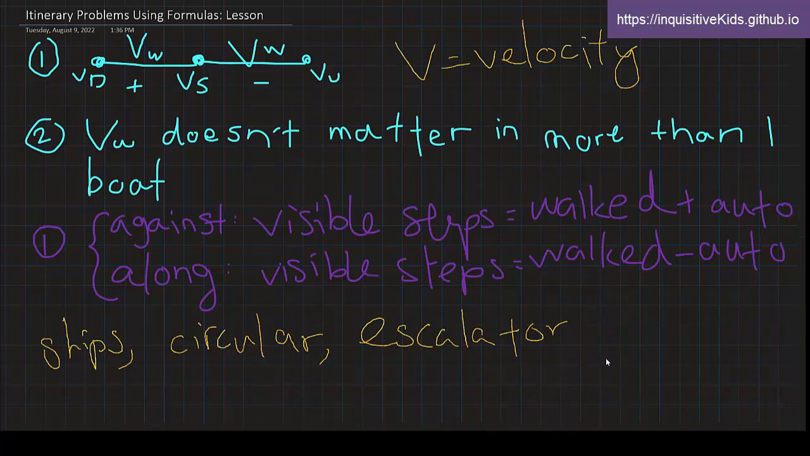Okay, so if you're going against the, let's say, current of the escalator, the number of visible steps in your entire journey would be the number of steps that you walked plus the number of steps it moved up or down automatically. And if you go along it, the number of visible steps would be equal to the number of steps you walked minus the amount that it automatically moved down or up.